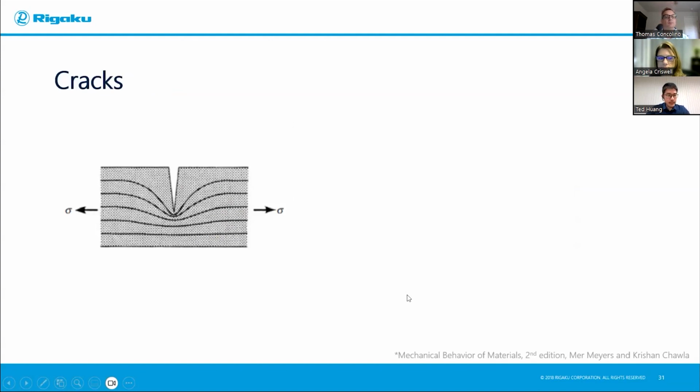Now, moving on to cracks. If we're talking about surface cracks, we can use the same picture here. It's basically just a very deep sharp angle at the surface. But sometimes cracks can be just internal. It's not on the surface.